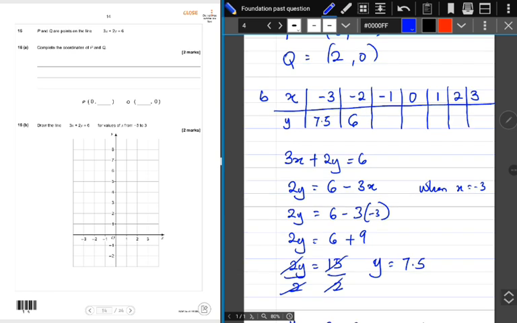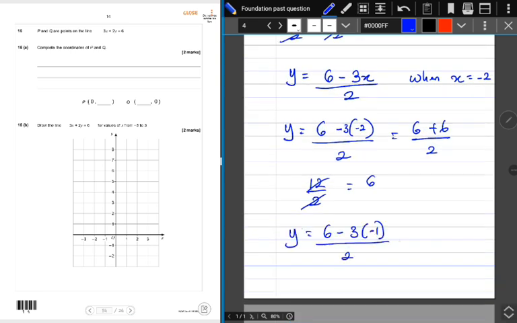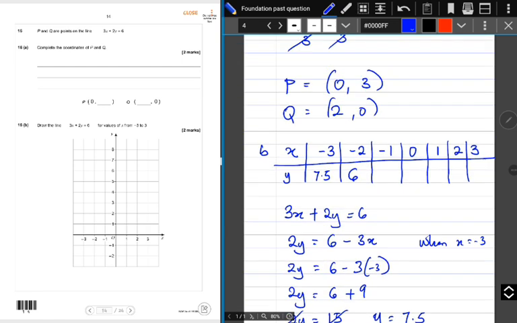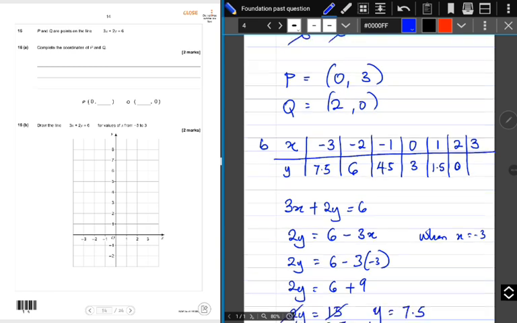Okay, let's calculate for the next one. So this is y equals 6 minus 3 into bracket minus 1 over 2, which is going to give us 9 over 2, which is 4.5. You can see that the interval is 1.5. So this is going to be 4.5, this is going to be 3, this is going to be 1.5, and this is going to be 0.